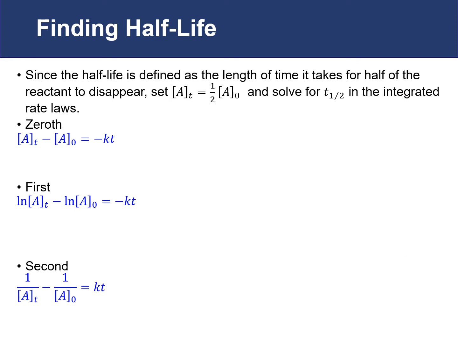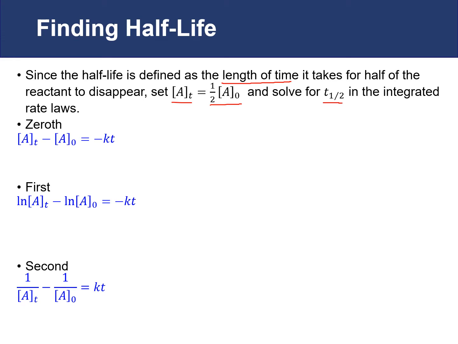So if we're trying to find an expression to determine the half-life, we can use the fact that the half-life itself is defined as the length of time it takes for half of the reactant to disappear. Wherever we see A at time t, we're going to set that to 1/2 A0, because we're interested in the length of time that it takes for the concentration to be half of what it started out as. Its starting concentration is A0, so we're looking for the concentration to be 1/2 of that value. We're going to replace our t with t1/2, so we will solve for t1/2 in our integrated rate law.